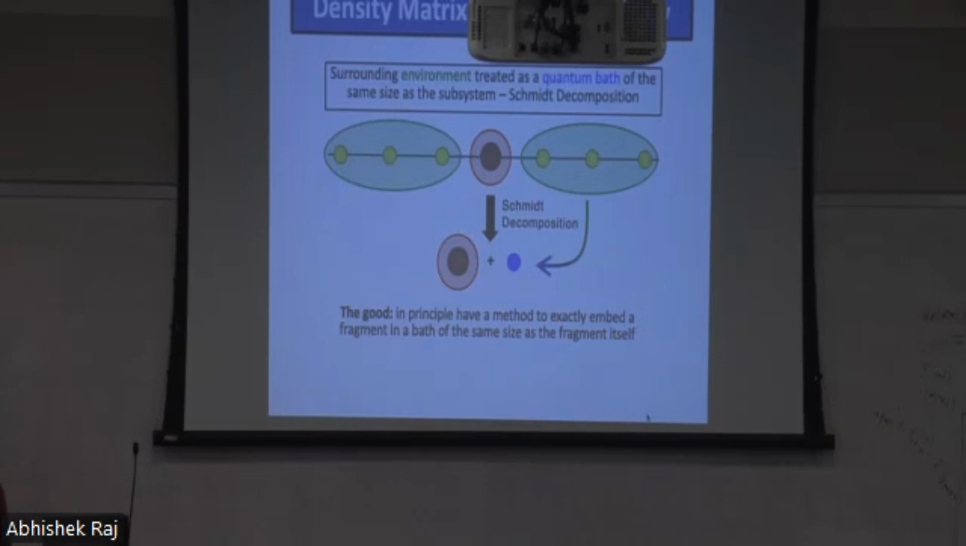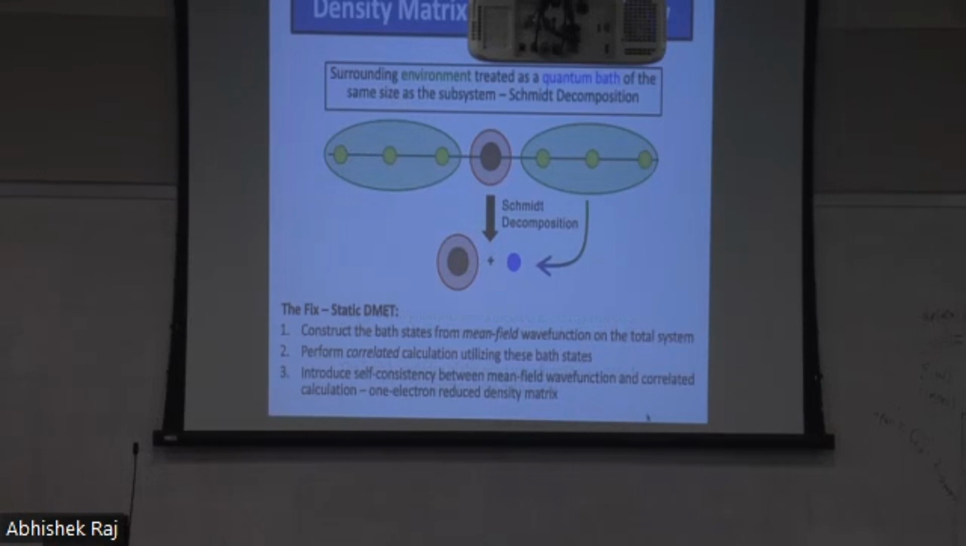That sounds super cool, but there's no free lunch. The bad is, in order to get this special set of states, I would have to know the exact wave function. I'll move quickly because this is going to feel very similar to the DMFT stuff. So the fix is to perform a mean field calculation on the total system and use that mean field calculation to generate a bath state. We can then do a correlated calculation on the set of bath states, and then introduce some self-consistency. Here we introduce the self-consistency by matching one electron reduced density matrices, so everything is done in terms of the 1RDM.